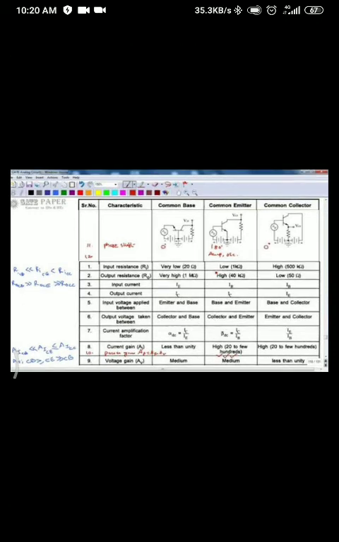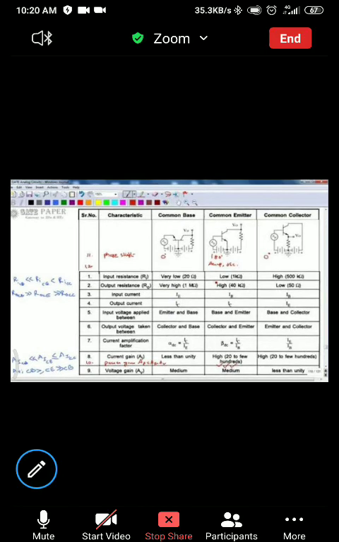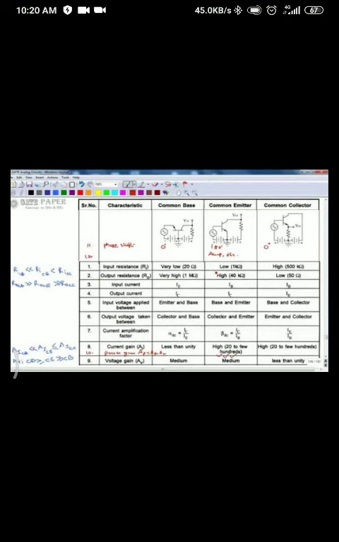In the exam you have to remember the input output characteristic. Always remember that input characteristic is for the input terminal, and output characteristic is for the output terminal. Whatever voltages and currents you have to write there, you have to write according to the common configuration.